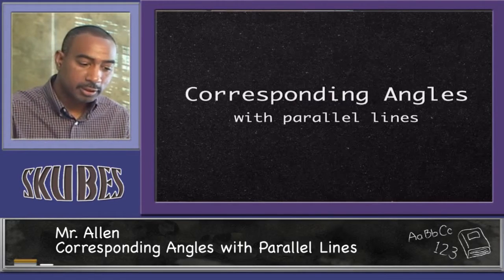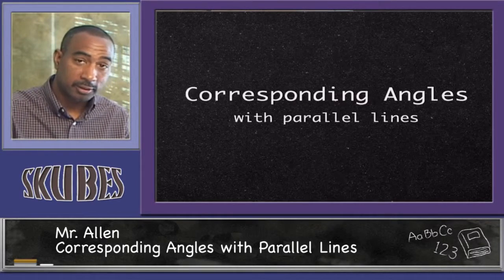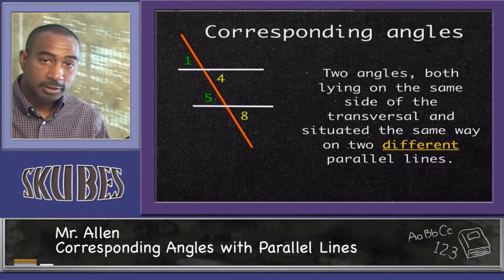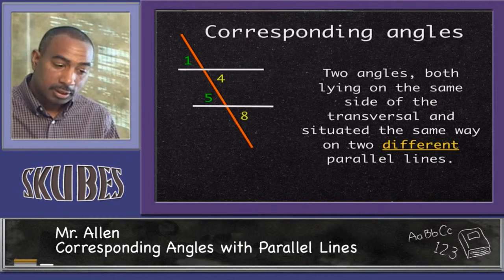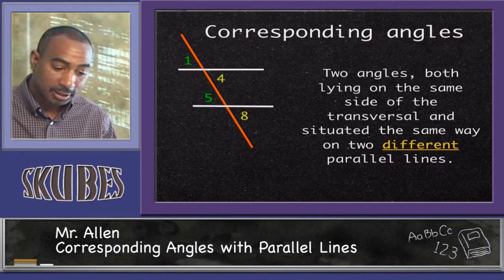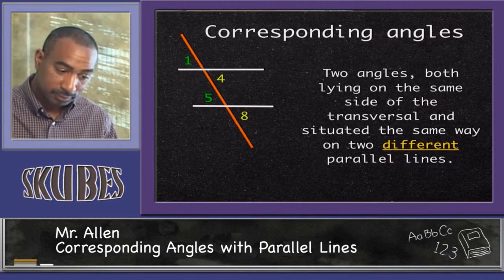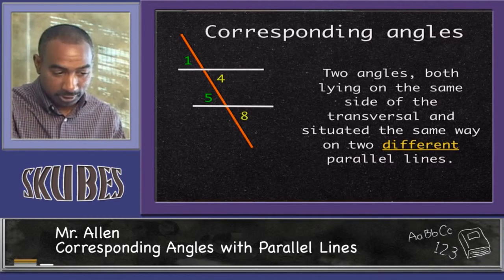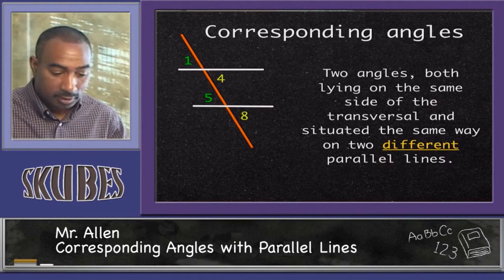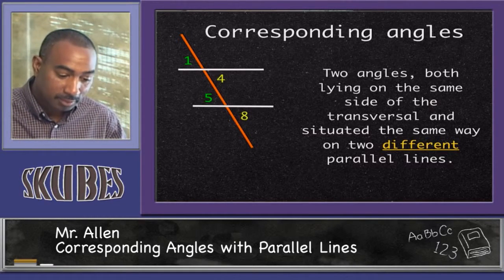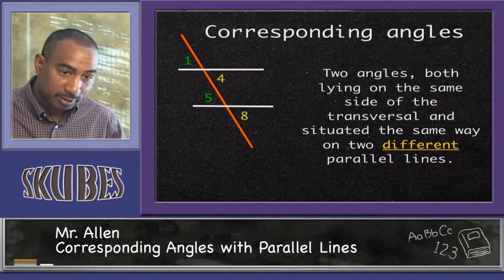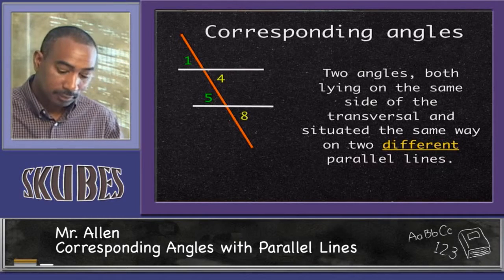Alright, today's lesson will be corresponding angles with parallel lines. We'll start with the definition. Corresponding angles are two angles both lying on the same side of the transversal. The transversal is the orange line we have here, and situated the same way on two different parallel lines.